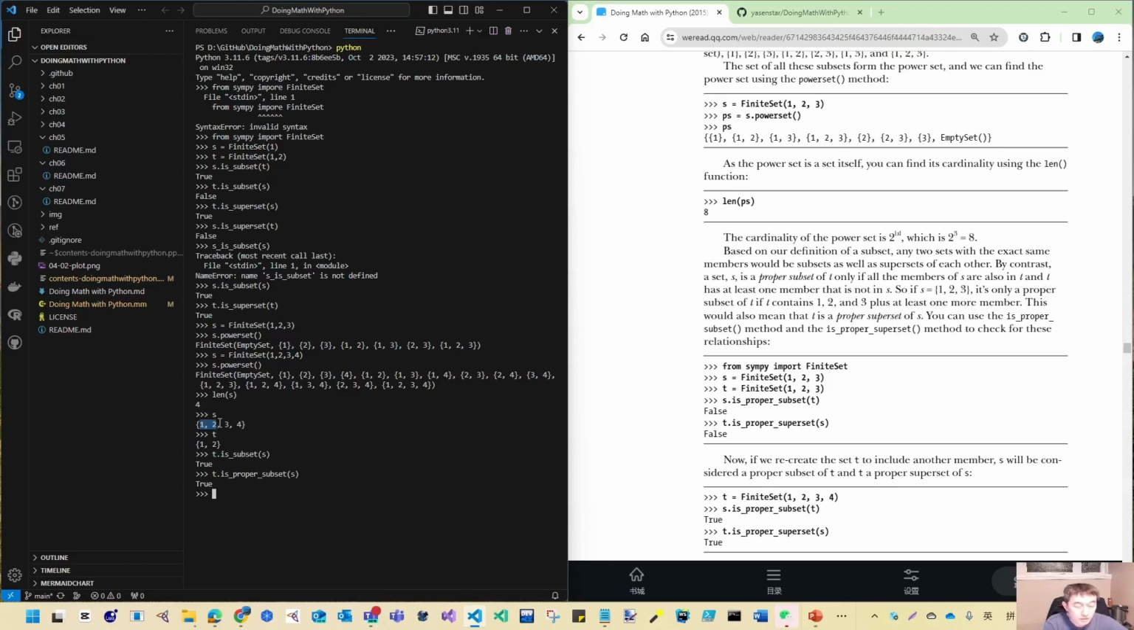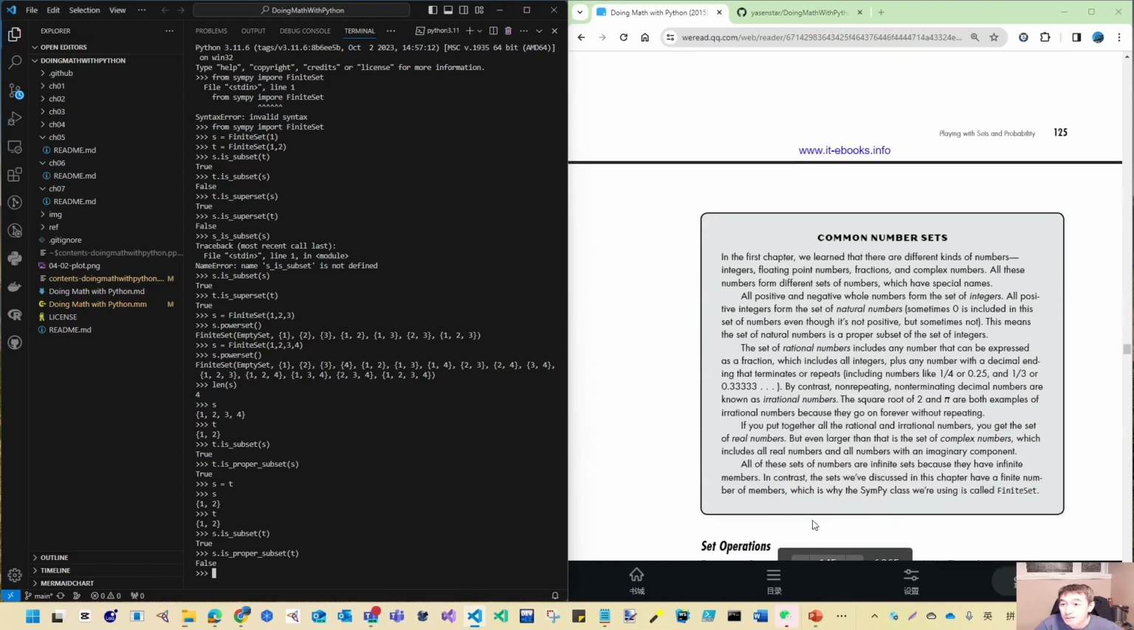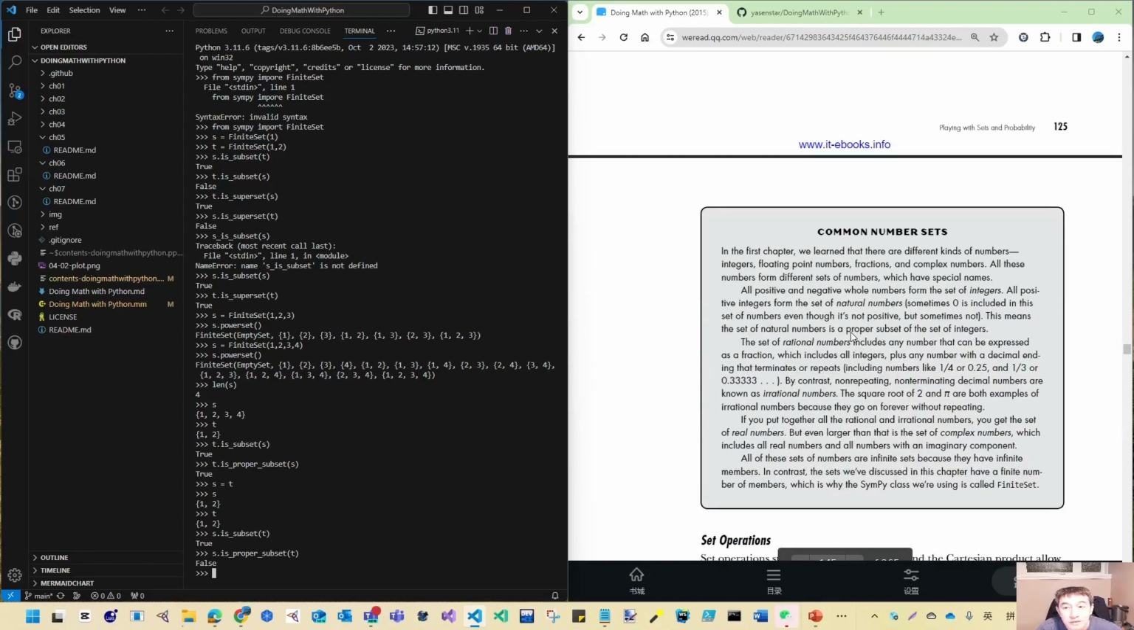So those are the proper ones. If I put S equal to T, so S is also 1 and 2, then S.is_subset(T) is true, but S.is_proper_subset(T) is false. So proper means you need at least one distinct value different compared to the other one. So those are the different relationships between two sets.